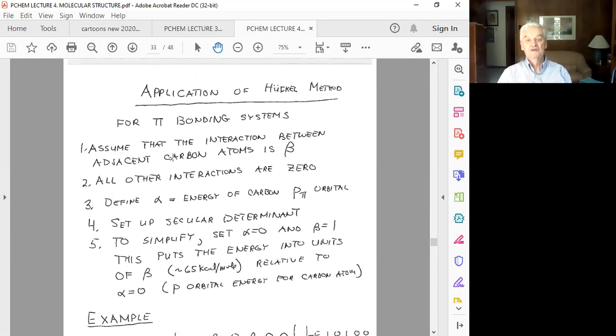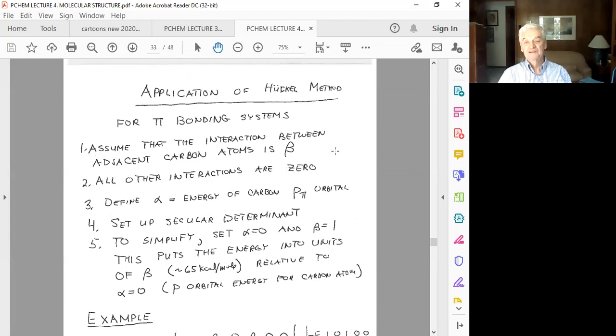Okay, we're going to assume that the interaction between adjacent carbon atoms is beta. This is assuming that they're capable of pi bonding. It's going to turn out beta is something like minus 65 kilocalories per mole, or something like 270 kilojoules per mole. We're also going to assume that when two carbon atoms don't touch, the interaction is 0.